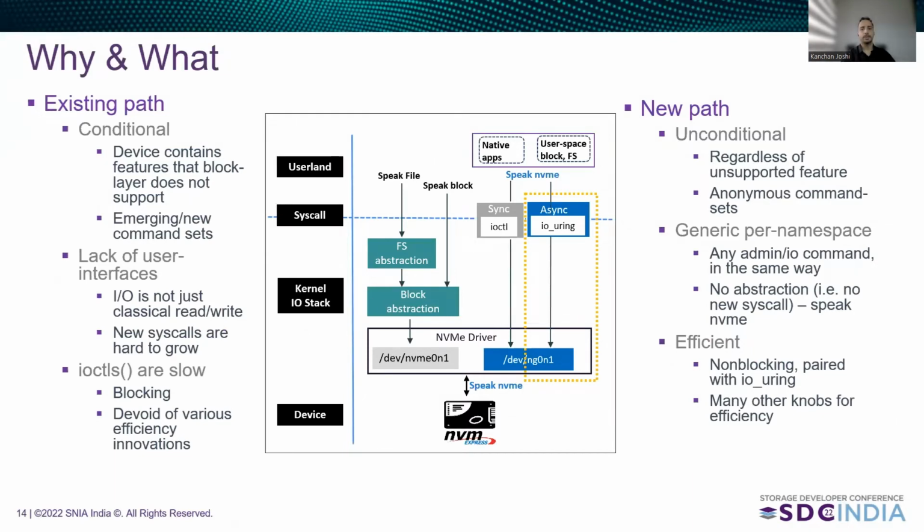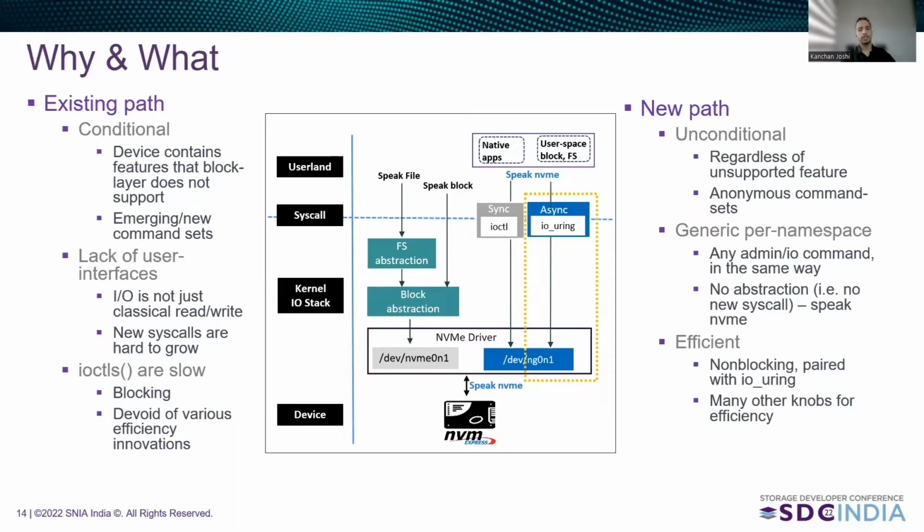If we look at the picture in the middle, the NVMe driver exposes the block device interface for the underlying NVMe. The in-kernel file system plays the FS abstraction over this block abstraction, but there are a couple of problems with this path. First is that the block device interface is subject to various constraints, and if those are not met, it fails to come up. This happens when the NVMe device contains unsupported features or it exposes a new command set other than NVM and ZNS.